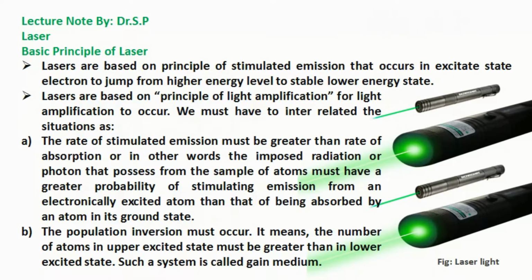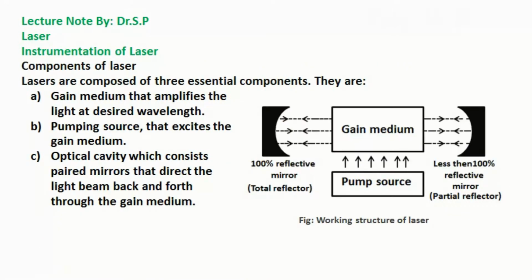The population inversion must occur. It means the number of atoms in the upper excited state must be greater than in the lower excited state. Such a system is called a gain medium.